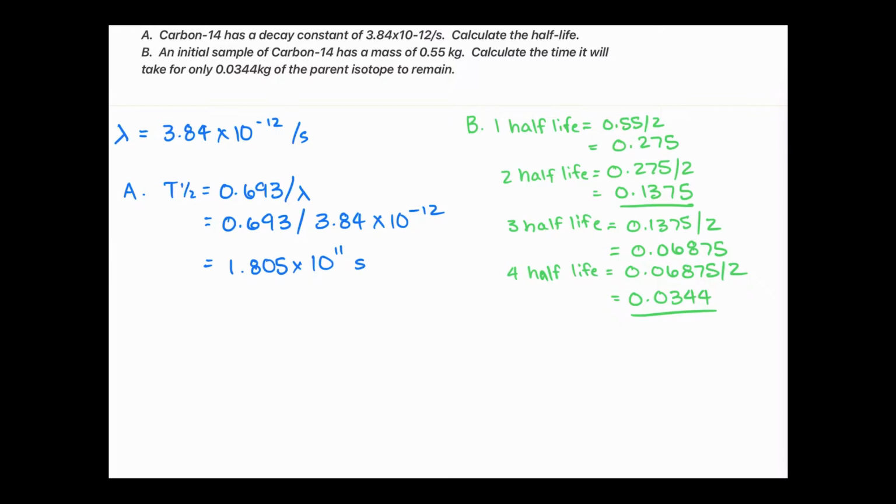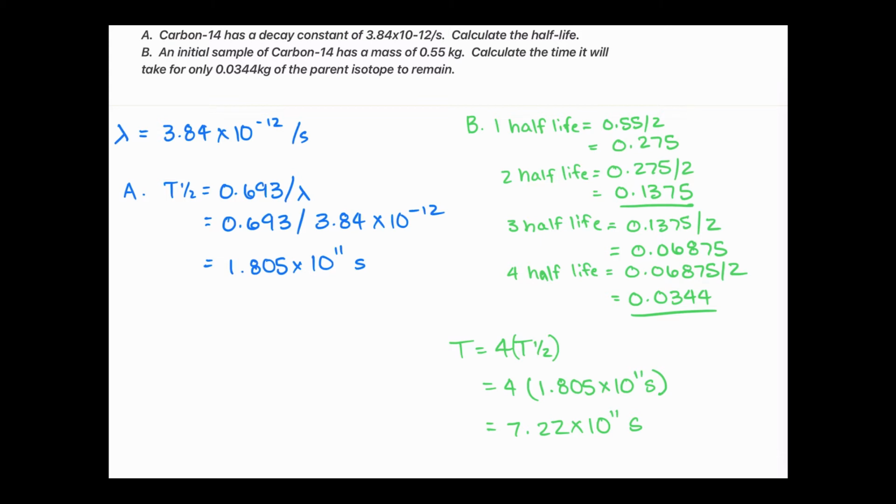So we know it took 4 half-lives. So to figure out that time, we're just going to do 4 half-lives and multiply that by that half-life time we calculated in part A. So we'll do 4 times 1.805 times 10 to the 11th seconds. And that will give us 7.22 times 10 to the 11th seconds. And so that's our answer for that part.